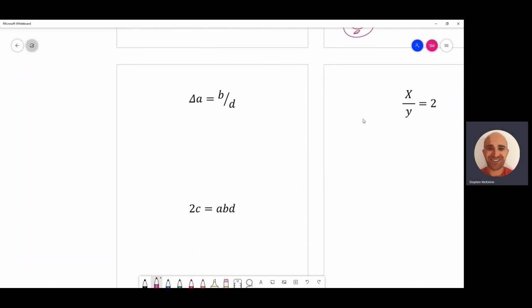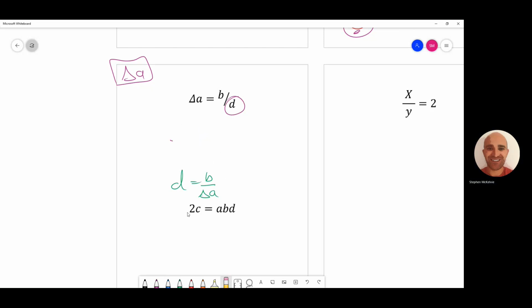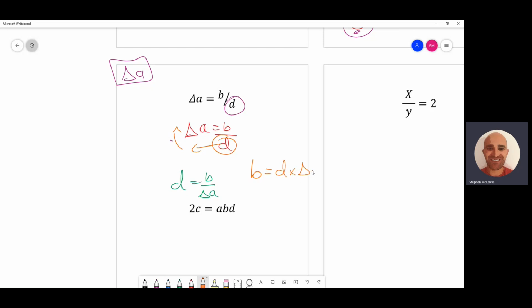Delta A equals B slash D. Now delta A, that's all together. Delta sticks with A, so they're considered one packet. So if I want to find out what D is equal to, I can rewrite this with a nice straight line that we know. If I want to find out what D is equal to, then I swap it. Swap that with that. D is equal to B over delta A. If I want to find out what B is equal to, delta A is equal to B over D. Then I need to move the D to the other side of the equals to, and then to the other side of the line, meaning B is equal to D times delta A.